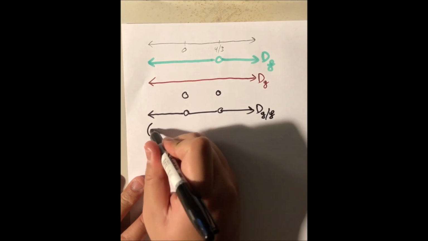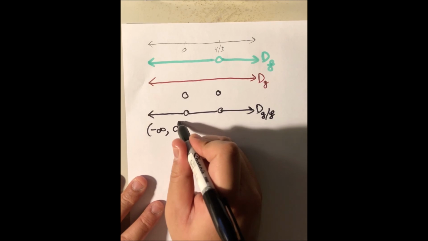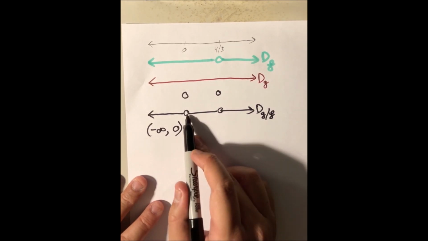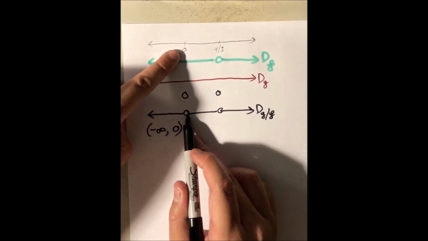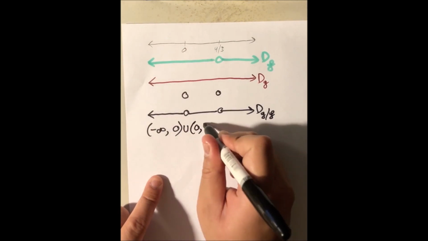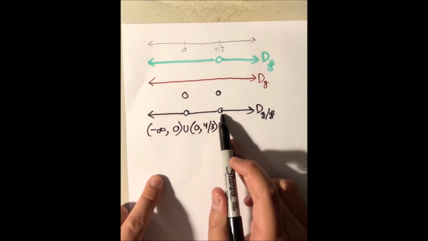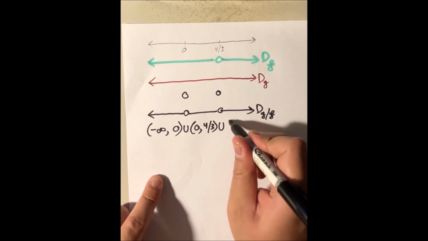And the interval notation is from negative infinity all the way up to 0, but not including 0. Union from 0, but not including 0, all the way up to 4/3, but not including 4/3. So 0, 4/3. And then union from excluding 4/3 all the way to positive infinity.